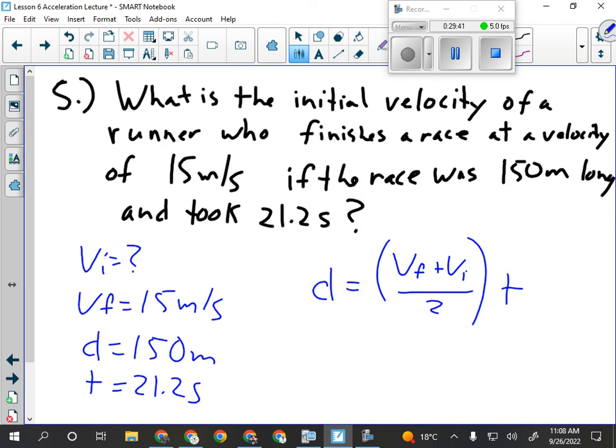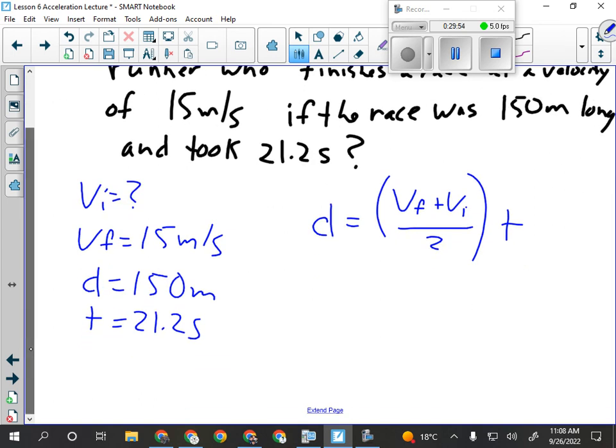Now I know it doesn't say they accelerated uniformly. It should. I did tell you that any question using this formula should have those words in it. In this case, it is the only formula we have the information to use. All right, so we're trying to manipulate for VI. We're going to divide both sides by T, then multiply both sides by 2, and then subtract VF. So we will have 2D over T minus VF equals VI.